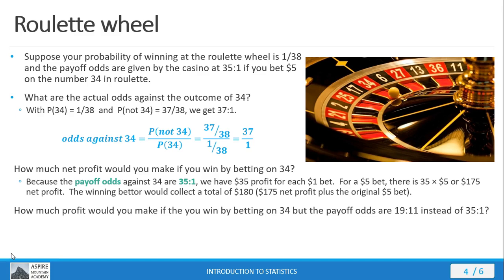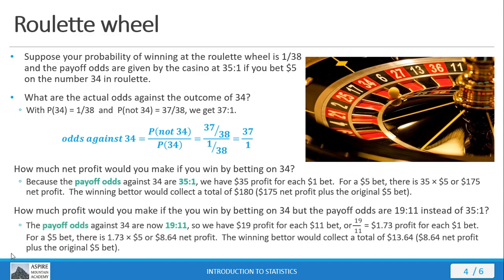How much profit would you make if you win by betting on 34, but the payoff odds are 19 to 11 instead of 35 to 1? Well, in this case, the payoff odds are now going to be 19 to 11. So again, we turn that into a fraction, 19 over 11. Divide that out, we get 1.73. So that's how much we make for each dollar bet. We're betting $5, so multiply that by 5. We get $8.64 net profit.